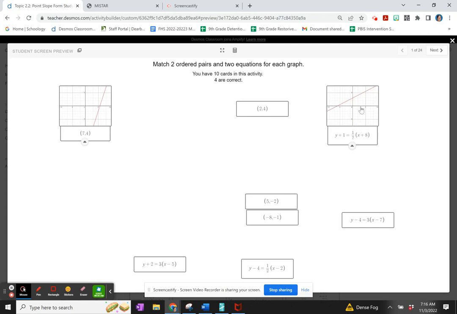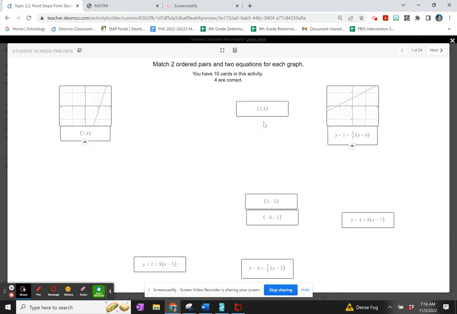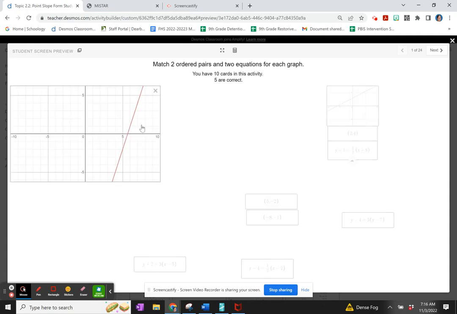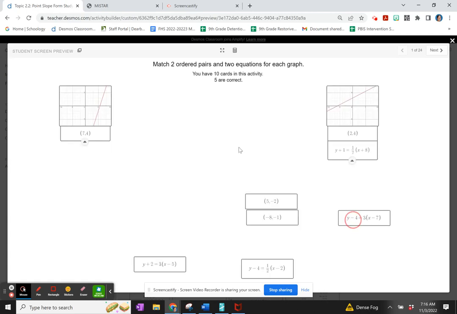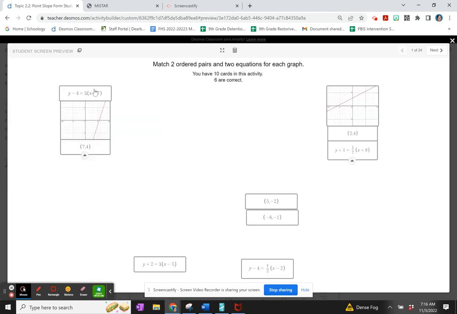So 2, 4, let's see if 2, 4 is on here. 1, 2, 3, 4. It is. And then this ordered pair from this would be a +7, +4. So it would be right on that graph. So I got to move it over here. And it doesn't matter the order as long as they're together.